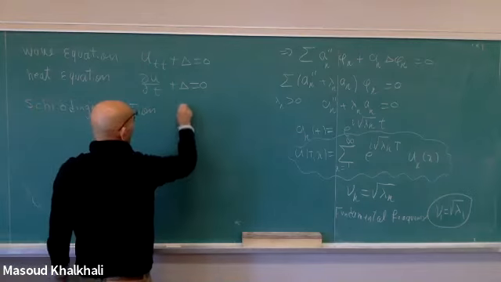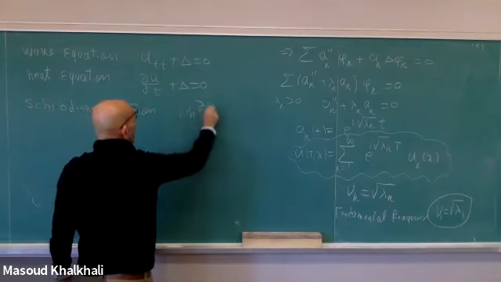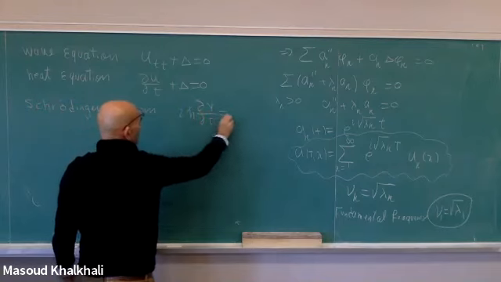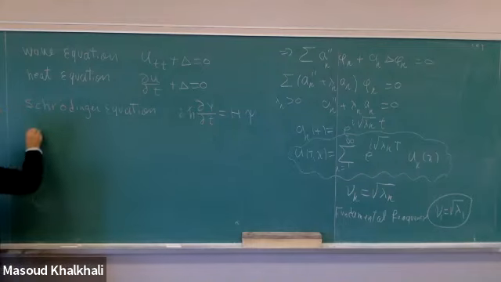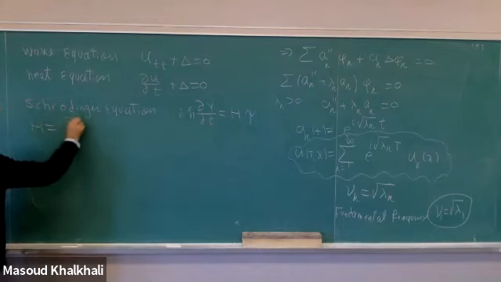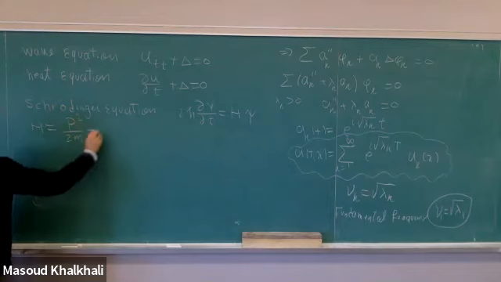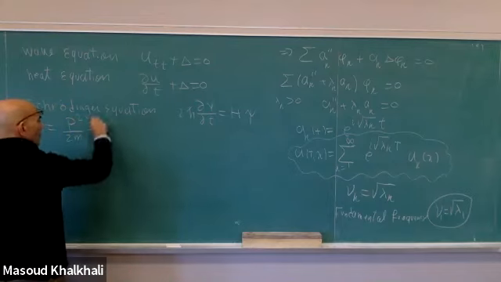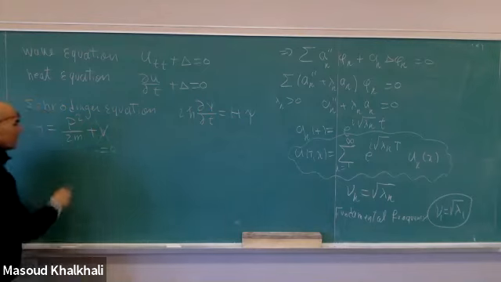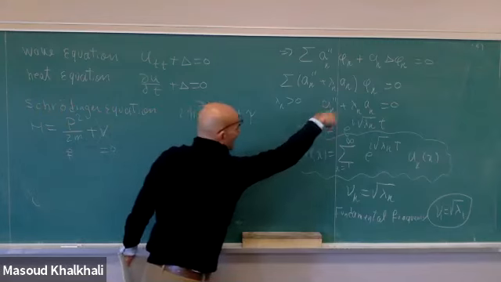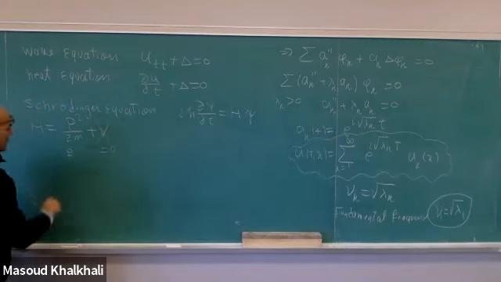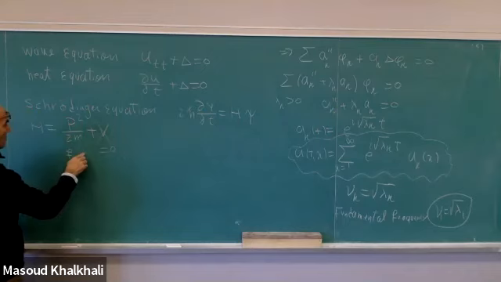So, iħ dψ/dt equals Hψ. Now this H, the Hamiltonian, is always p²/2m plus V. But now we just put V equal to 0, so this is a free particle, quantum particle, for example. But we don't have to. We can take general V and ask about spectral decomposition and all that.